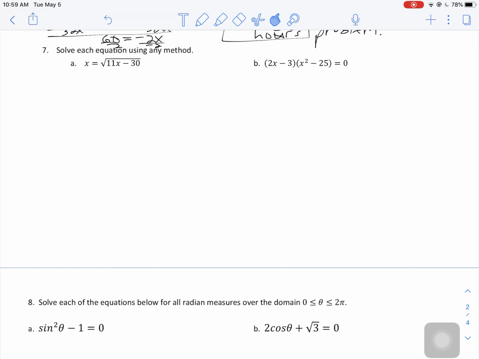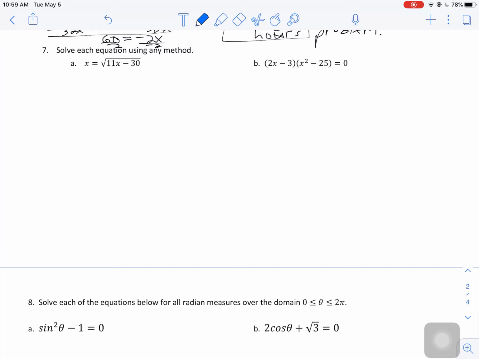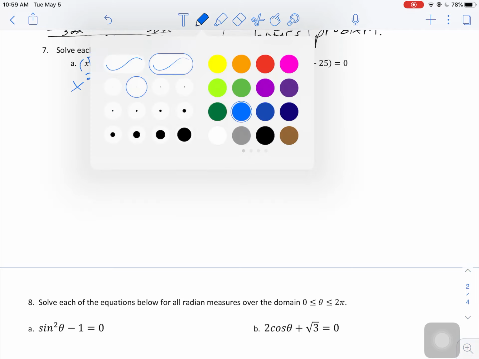Looking at 7, we're going to solve each equation using any method. So when we have a radical, we have to isolate the radical on one side of the equal sign first. The square root's already all by itself. To undo a square root, you have to square it. And whatever you do to one side of the equation, you have to do to both sides. So x squared equals 11x minus 30.